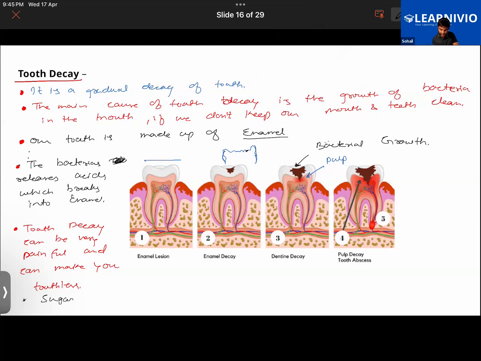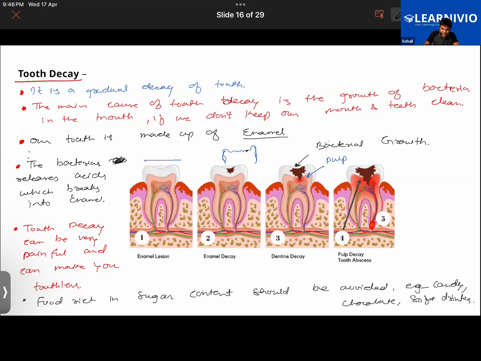Now, you will write: food rich in sugar content should be avoided. Examples are candy, chocolate, or soft drinks. In fact, soft drinks or soda drinks, I would recommend you never ever drink them, or at least try not to drink them. It is not good for health.